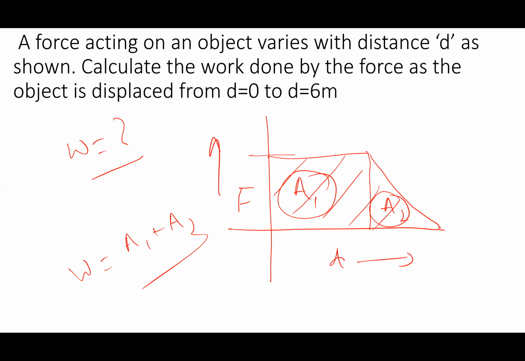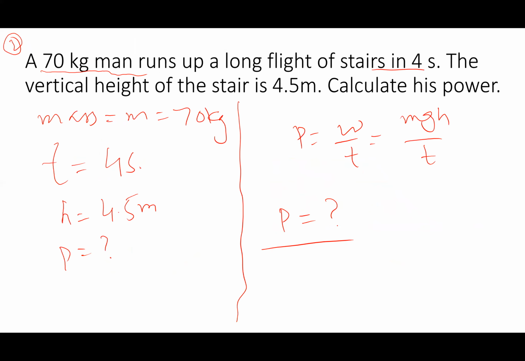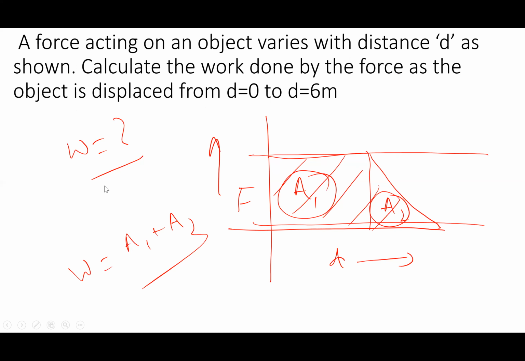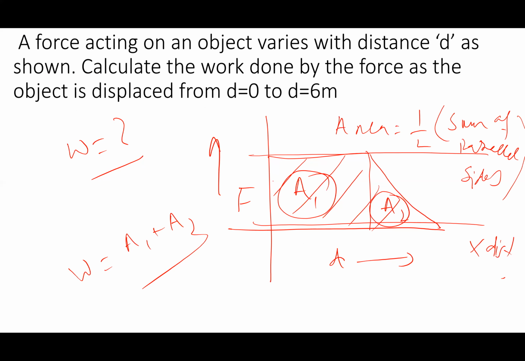Or consider a trapezium. These are the parallel sides. By using the formula of a trapezium, you can also find the work done during the journey. The area of the trapezium is equal to 1/2 times the sum of the parallel sides, multiplied by the distance between these two sides, this distance.